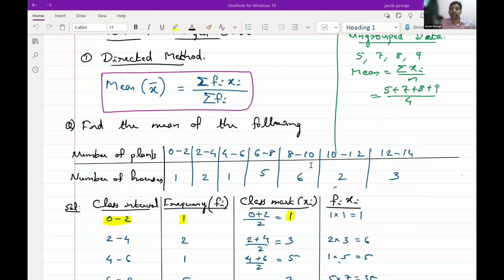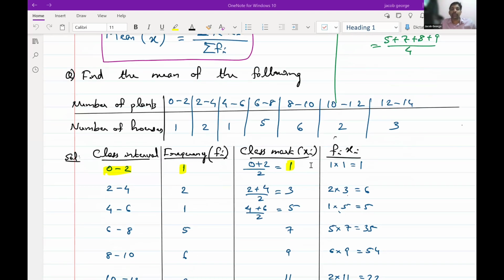Okay. For example, if you get this type of a question, you will take the class interval. We have to copy the class interval. And then the frequency also we have to copy from the question. Okay. And then you will make the mid value of each class. It is called a class mark, xi. Xi means the middle value of each class.